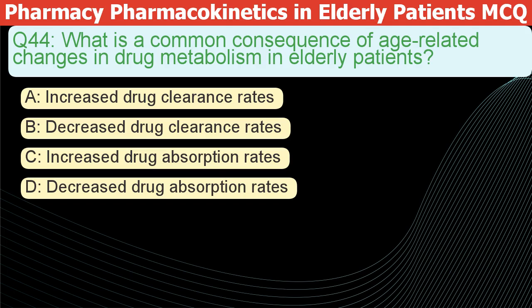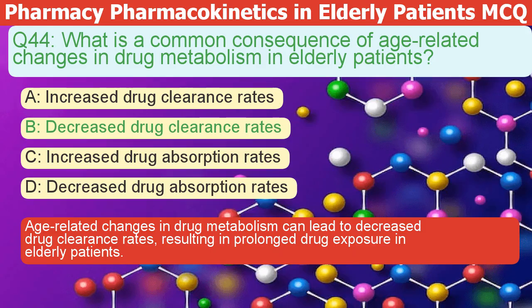What is a common consequence of age-related changes in drug metabolism in elderly patients? A. Increased drug clearance rates. B. Decreased drug clearance rates. C. Increased drug absorption rates. D. Decreased drug absorption rates. The correct answer is B. Age-related changes in drug metabolism can lead to decreased drug clearance rates, resulting in prolonged drug exposure in elderly patients.